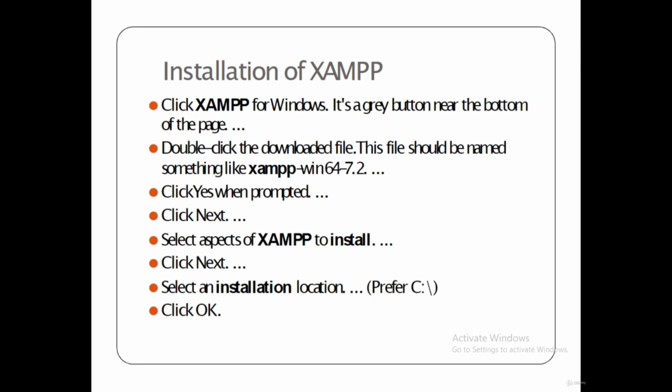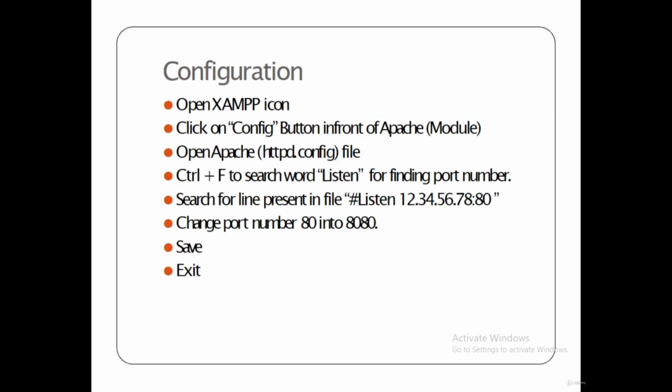Select the aspects of XAMPP to install. Click next. Select the installation location. We have to prefer the C drive. Click OK. Next, we need to configure XAMPP after installation of the XAMPP server.